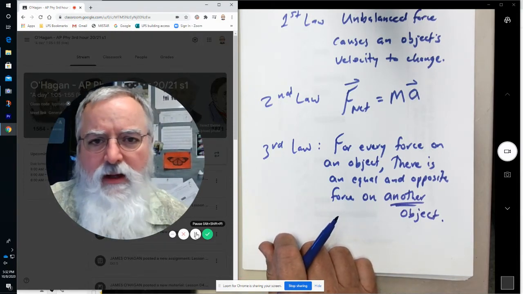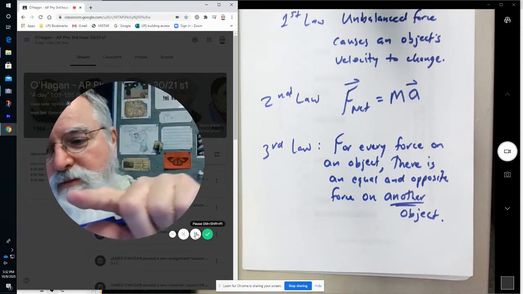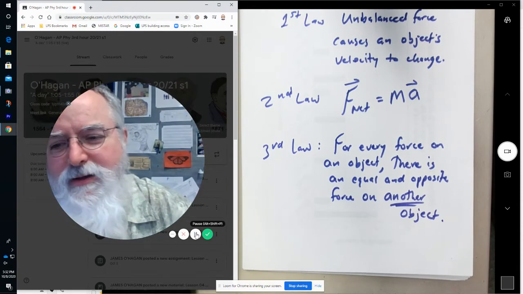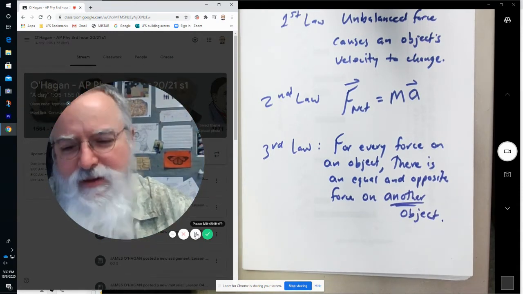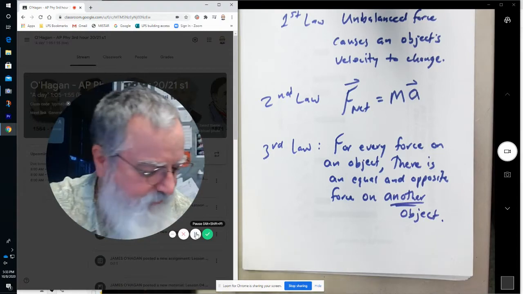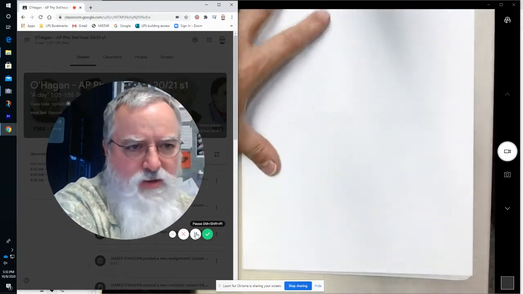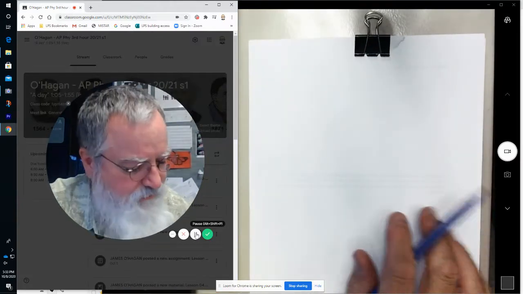I push on my computer monitor where I got the camera. I didn't know my finger was orange. The computer monitor pushes back with the same amount. All right, let me show you a couple things like this. This leads to something called Newton's third law pairs. At least that's what I like to call them.